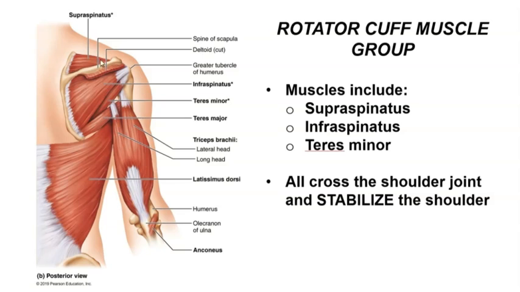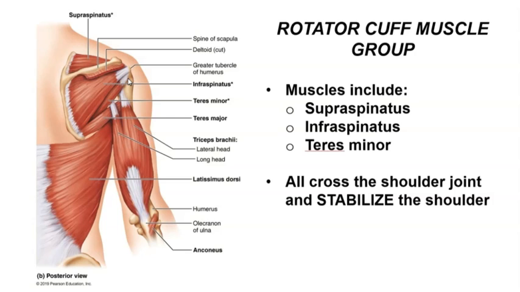So the supraspinatus is named because it's superior to the spine of the scapula. The infraspinatus is named because it is inferior to the spine of the scapula. You can see the spine of the scapula is this ridge of bone right here. And the teres minor is a thin muscle that's inferior to the infraspinatus. So all of these muscles cross the shoulder joint and insert on the humerus. So that is, when they contract, the humerus is what's going to be doing the moving.